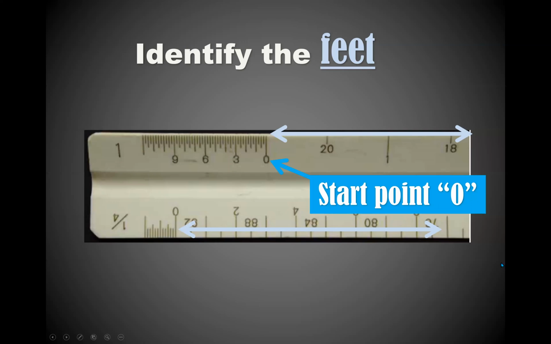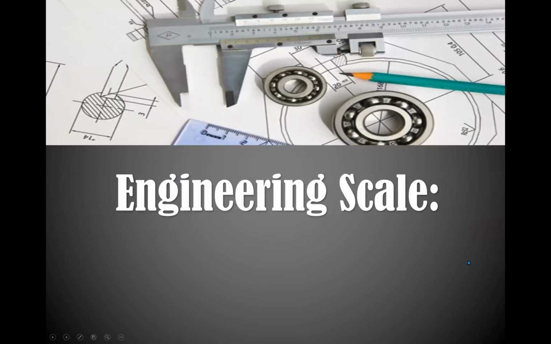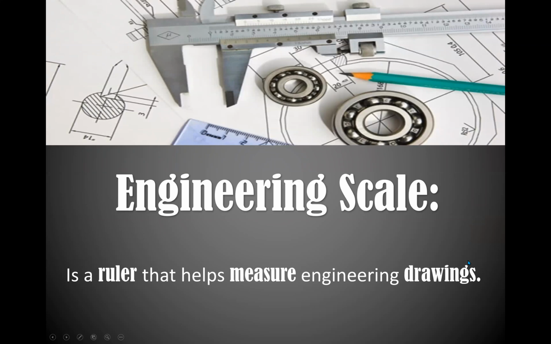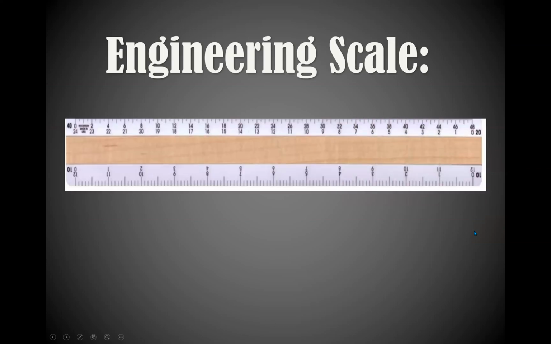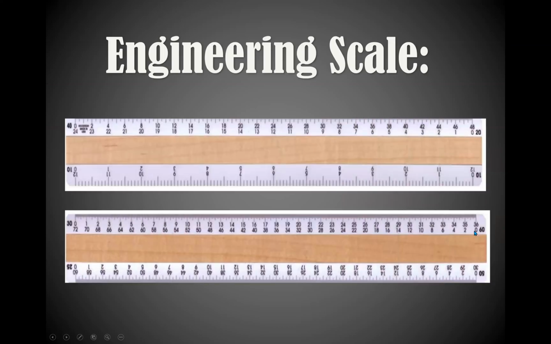So the engineering scale, it's a ruler that helps measure engineering drawings, such as a picture on the top, which is top, front, side views of nuts or pieces of manufacturing products. The engineering scale is different. It does not have fractions, feet, or inches. It's pretty much unitless, or they're just whole numbers.